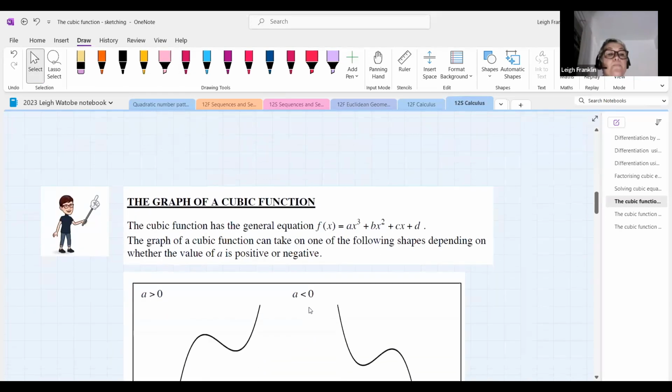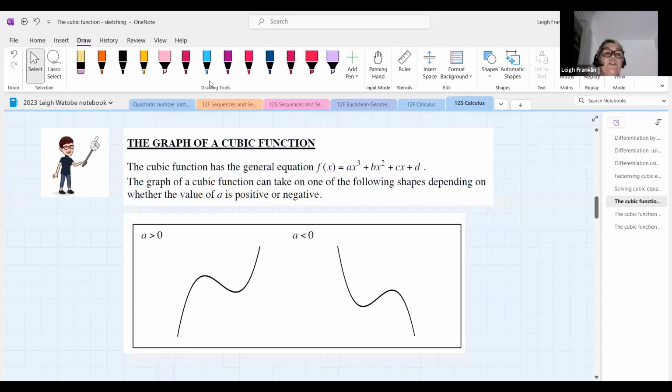All cubic functions have the same general equation. That is f of x, or y, equals ax cubed plus bx squared plus cx plus d. A cannot be 0. A can be a negative number or a positive number, but it cannot be equal to 0 for a cubic function. We'll talk a little more about what a means for our cubic function. B can be 0, C can be 0, D can be 0, but a can't be 0.